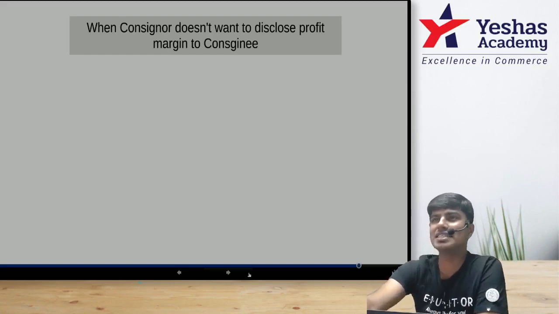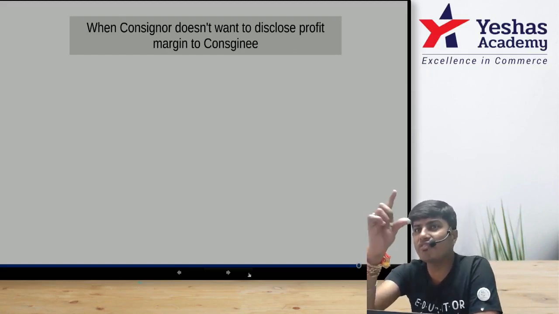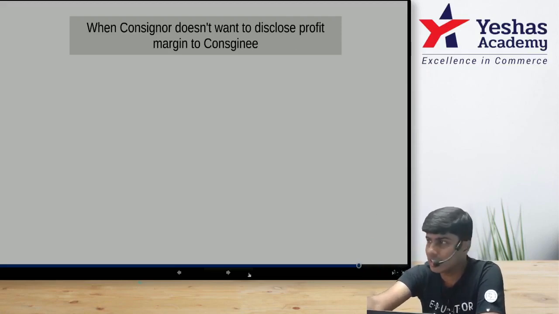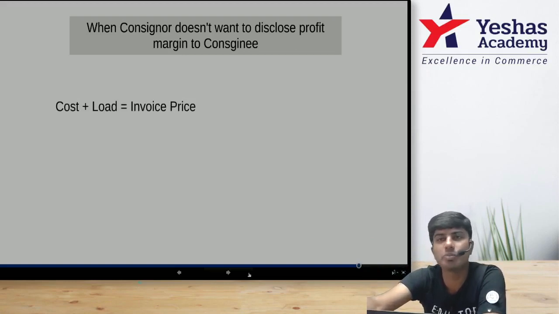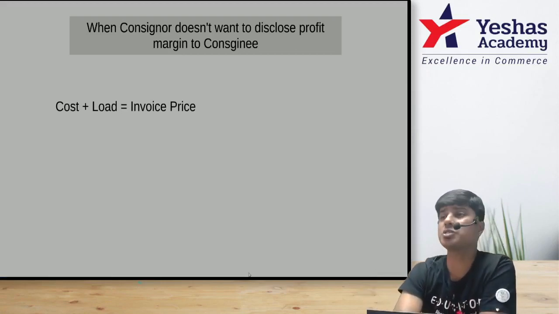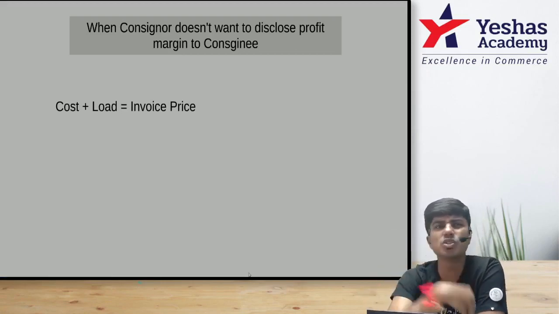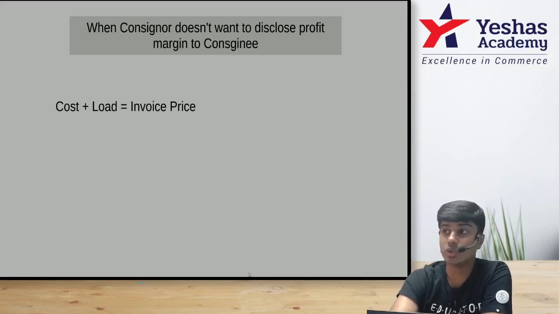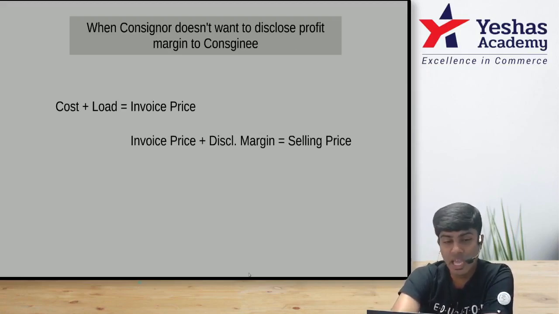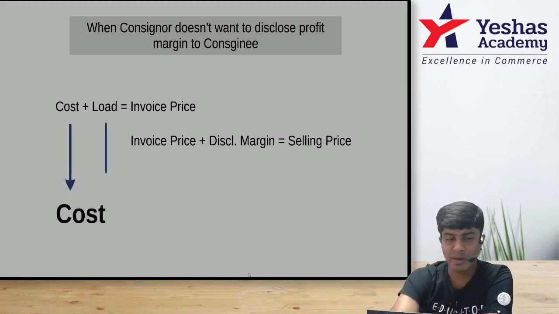So what consignor does is, consignor will inflate the cost price and then give it to consignee at an increased price. This is not selling price. This is the price mentioned in the invoice. This is called invoice price. What is it called as? Invoice price is cost price plus load. Load is a small increase over and above cost price. And to this invoice price, we'll add the disclosed profit margin. And that's how we get selling price. Our profit is load plus disclosed margin.